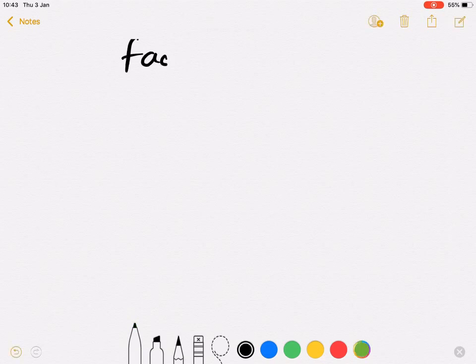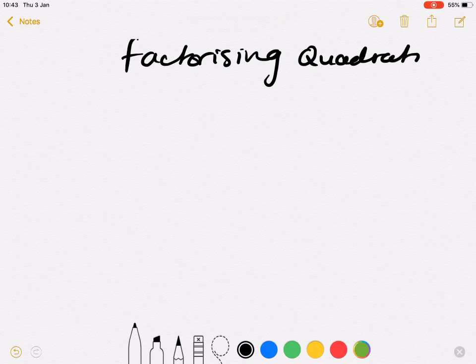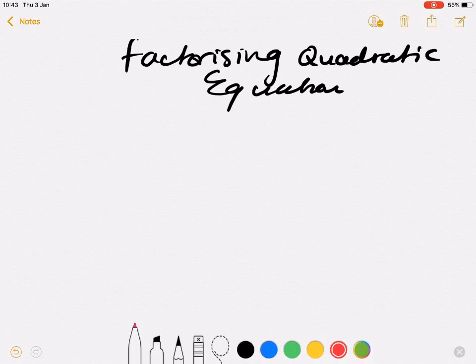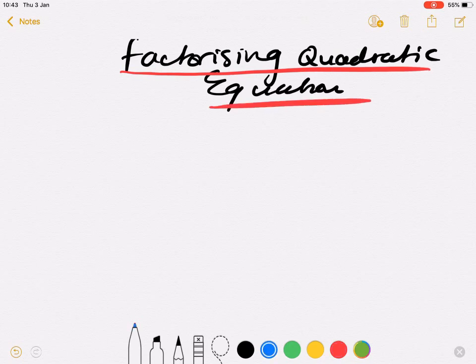Today we are looking at factorizing quadratic equations. And which kind of quadratic equations? We're doing the quadratic equations where the a value is greater than 1. So what do I mean by that?